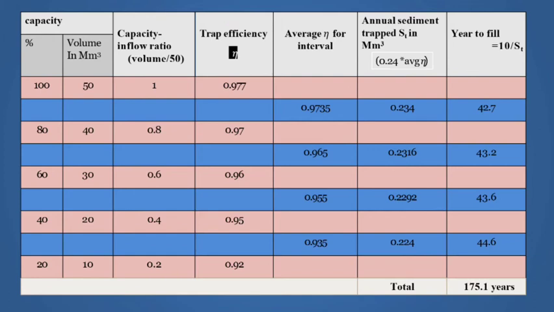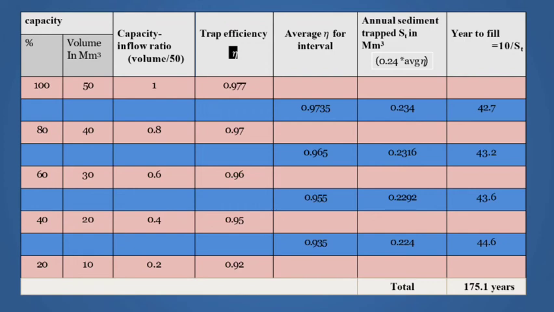And then for this interval, the trap efficiency is at 100% capacity. This 0.97 trap efficiency is at 80% capacity. So for this interval, 100 to 80, the trap efficiency will be the average of these values. Similarly, the average is found for all the other intervals.